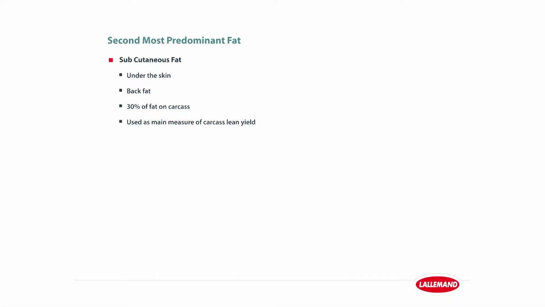The second most predominant is subcutaneous fat. We typically think of that as back fat, and that's true, it is back fat, but it's also side fat and it's also belly fat. It's everywhere under the skin. Second most predominant, and it's the easiest to measure. And so most countries that have a yield assessment, we call it a yield grade, measure the back fat because it's the easiest to consistently measure animal after animal.